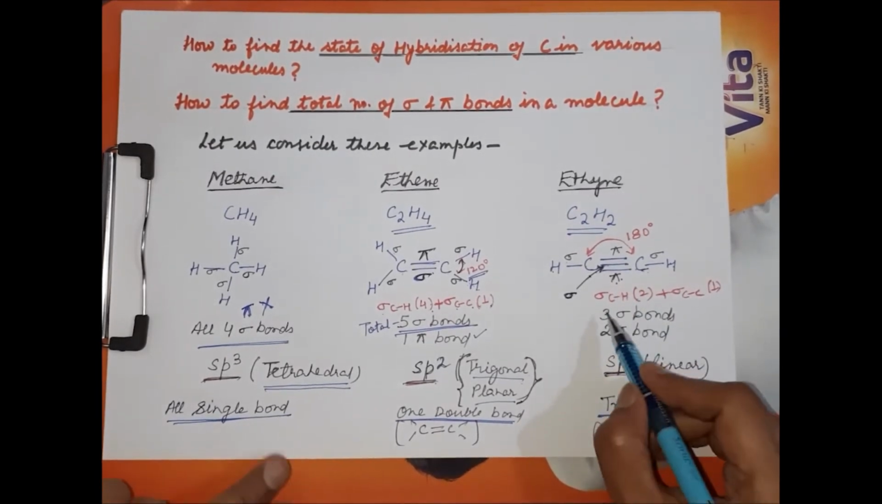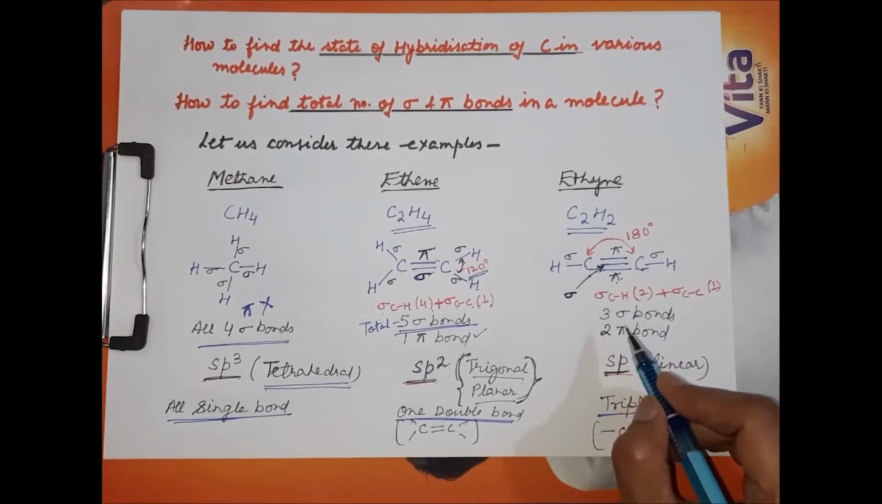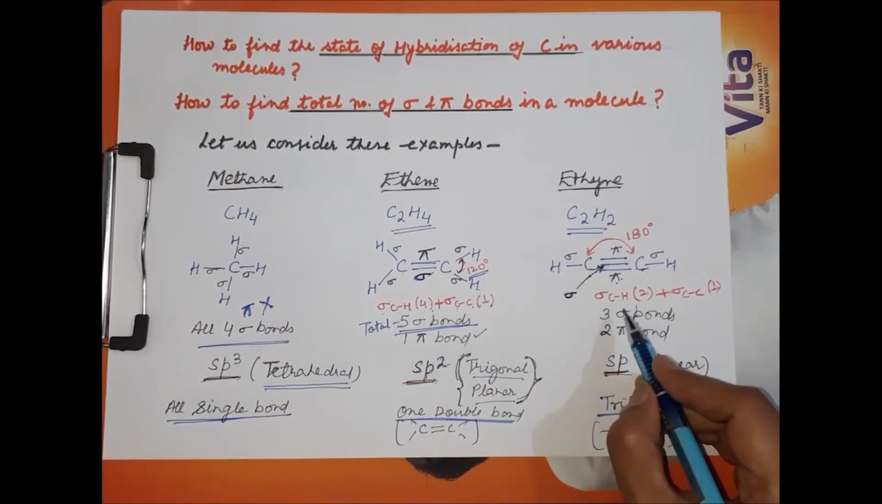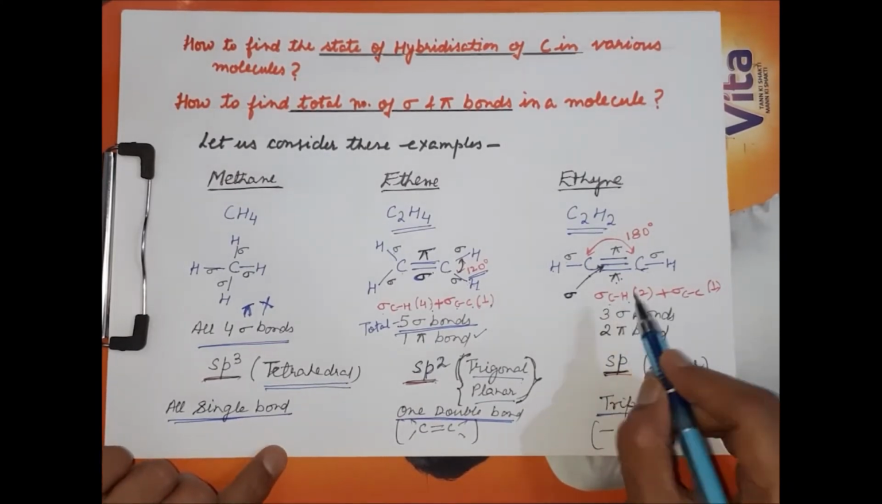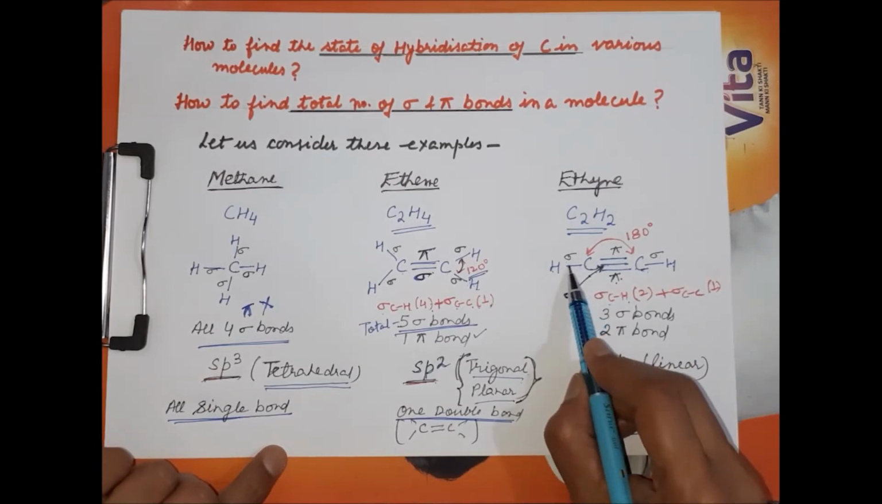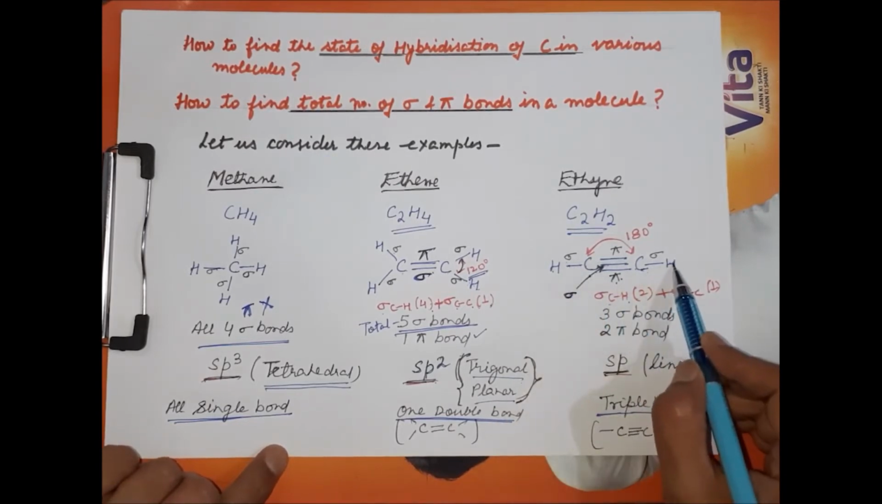Okay. So again here we can write the number of sigma bonds between C and H. This is one sigma bond between carbon and hydrogen. This is another.